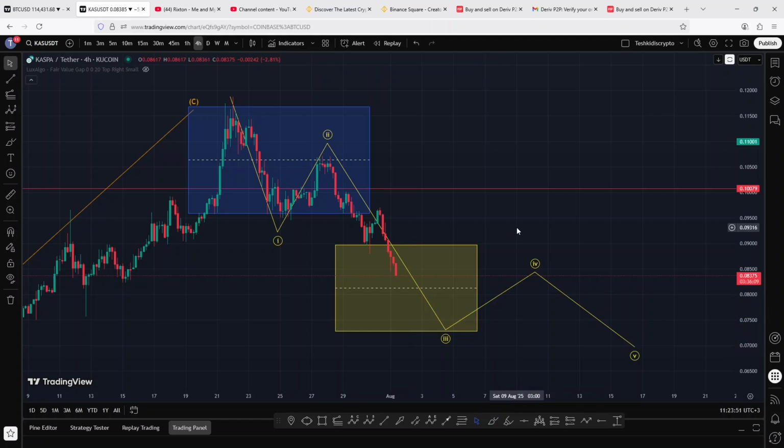So that is all that I expect on the Kaspa chart, and let us be patient and see how that plays out, and I will ensure you stay up to date.